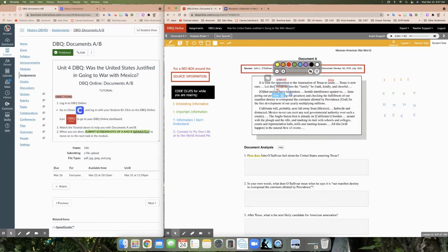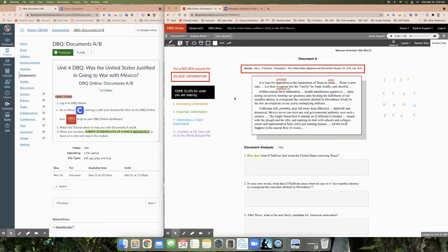And you can see that there's a scroll bar. I don't want that. Okay. So Texas is now ours. So he's saying that Texas now belongs to the United States. Let them come into our family with kindness. Okay, so let them join into the United States family with kindness.